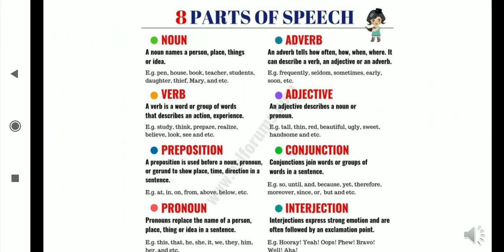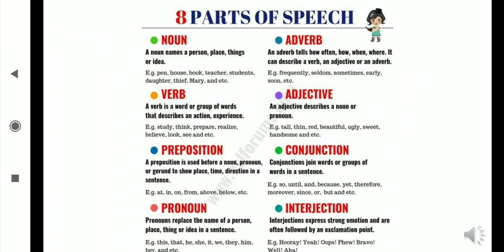Next, we are going to move towards verb. What's a verb? A verb is a word or group of words that describes an action or experience. For example, study, think, prepare, realize, believe, look, see, etc. Now also, students, you are doing one action. What is that? Yeah, listening. Listening is an action word, and action words come under the verb family.